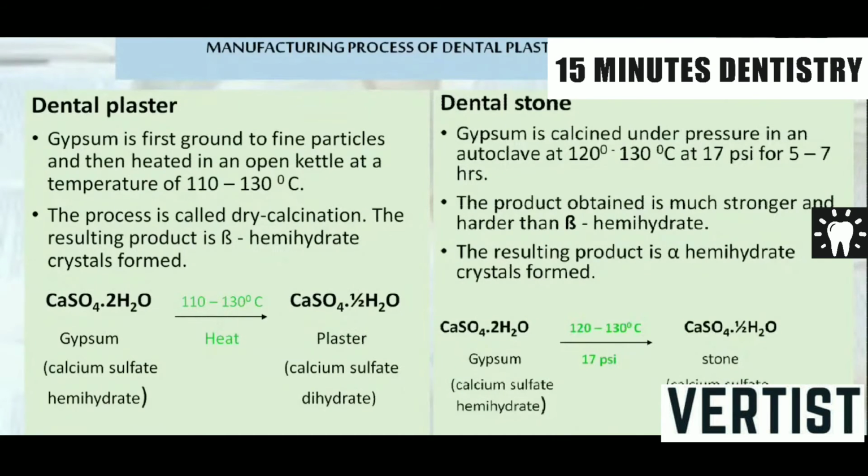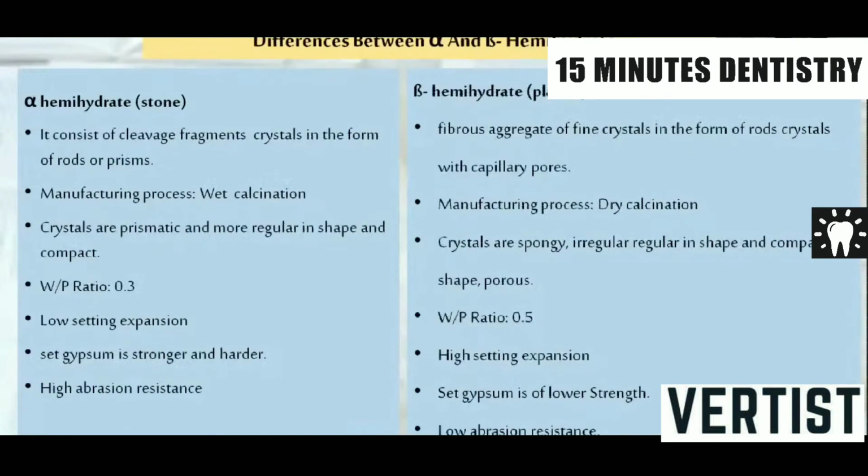But the dental stone is called the alpha hemihydrate. For dental stone you have to heat it under pressure in an autoclave at 120 to 130 degrees Celsius. That forms regular-form particles, which have more strength and require less water for mixing as compared to the dental plaster. That is called the alpha hemihydrate dental stone. They always ask in the examination about the differences between alpha hemihydrate and beta hemihydrate. You should know that alpha hemihydrate is your dental stone and beta hemihydrate is your plaster.